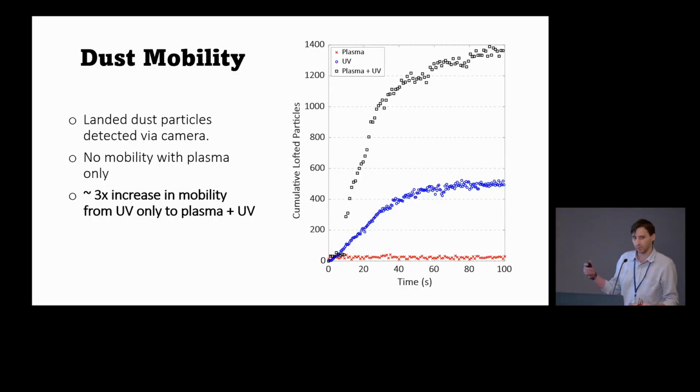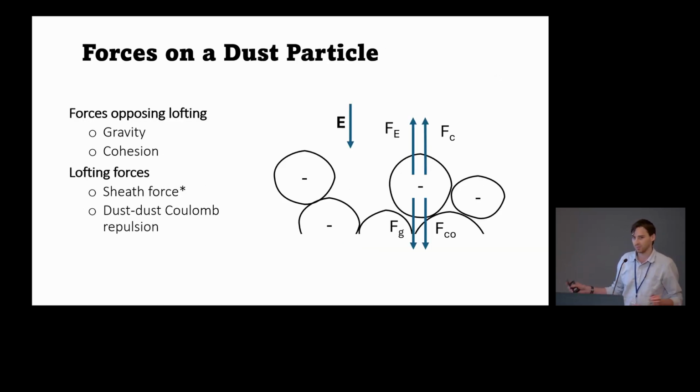So what we did is we count the number of particles that are lofted. As you can see with the plasma, nothing happening. But for some reason, when we add that plasma to the UV, we get about a 3 times increase in mobility. Like I was saying before, we think the mobility is related to the generation of secondaries. That plasma, the electrons in there will generally not have enough energy to produce secondaries, so something else is going on. To understand that, we look at the simplest case sort of forces on our dust particles, and we think about what might have changed.